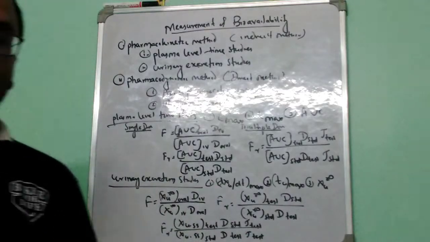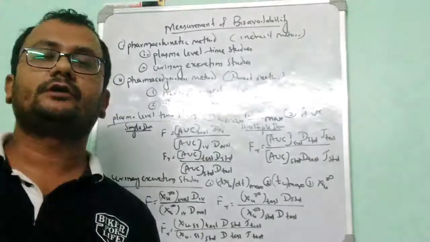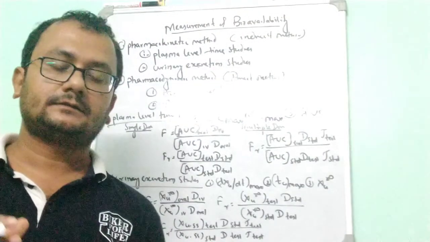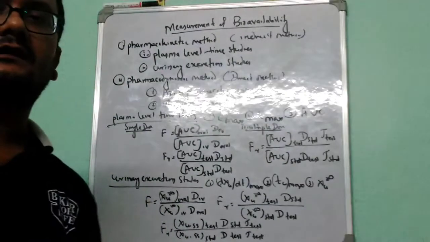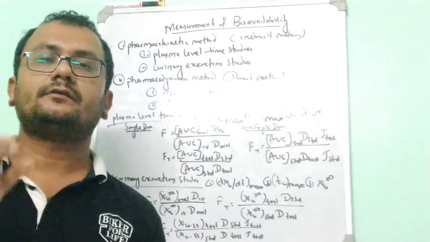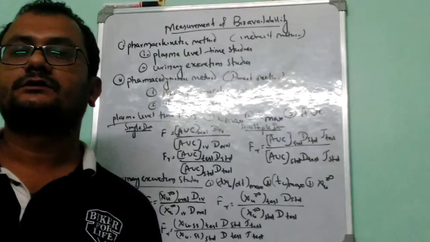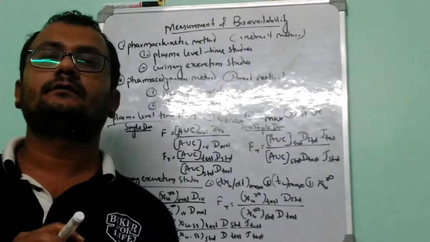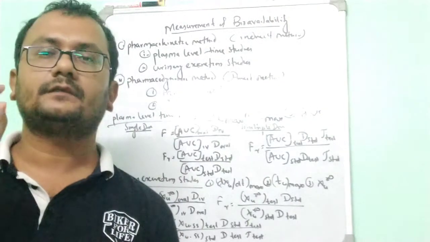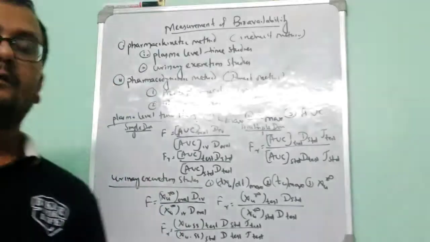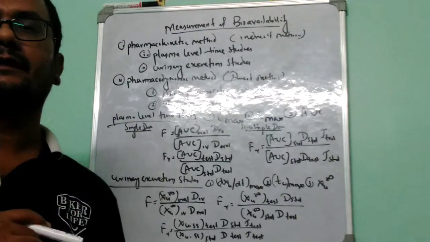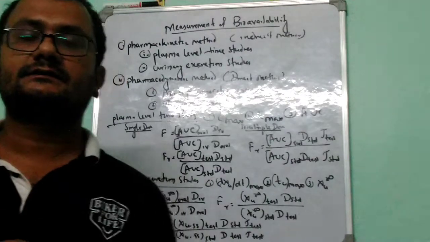So, good morning, students. In the last class, I told you about the introduction to bioavailability. With this, I told you about bioavailability study design. In this, I told you two types of parameters we are evaluating: absolute and relative bioavailability. Today we'll discuss some other parameters and other designs.